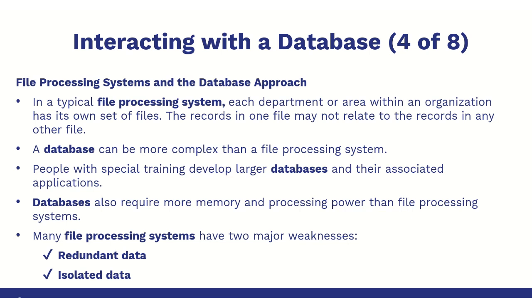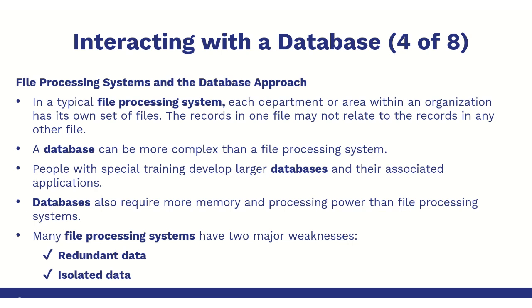File processing systems and the database approach. Let's discuss that. In a typical file processing system, each department or area within an organization has its own set of files. The records in one file may not relate to the records in another file. A database can be a little more complex than a file system. People with special training develop larger databases and their associated applications. Database systems also require more memory and processing power than file processing systems.